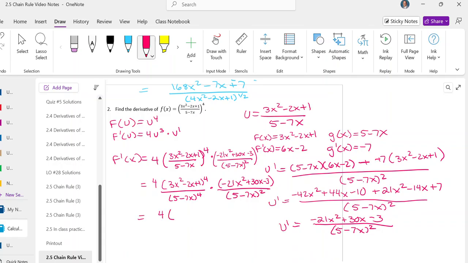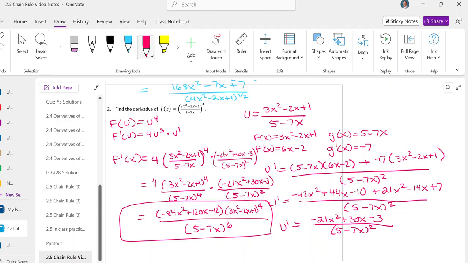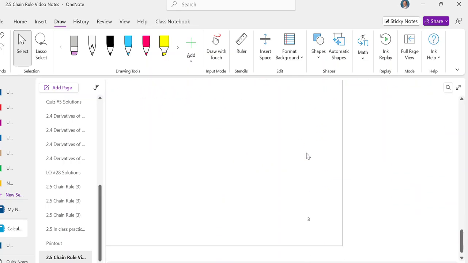So I would get 4 times 3x squared minus 2x. Actually, you could multiply this 4 in, so you would get negative 84x squared plus 120x minus 12 times (3x squared minus 2x plus 1) to the fourth, all over (5 minus 7x) to the sixth, and that is your derivative. So that's an example of a quotient rule within the chain rule. All right, last one here.